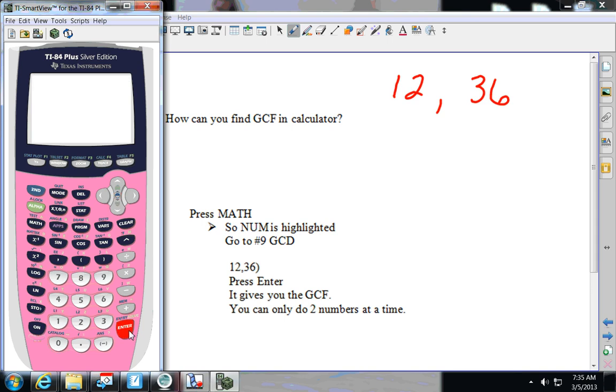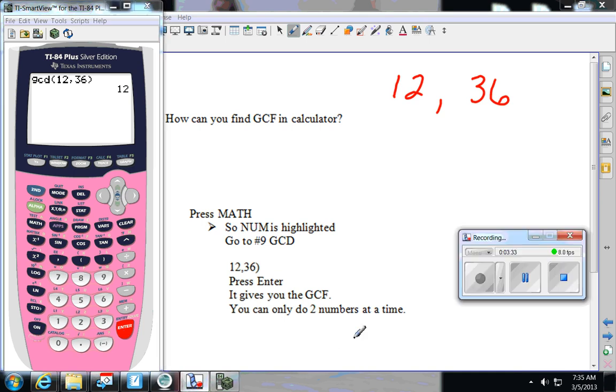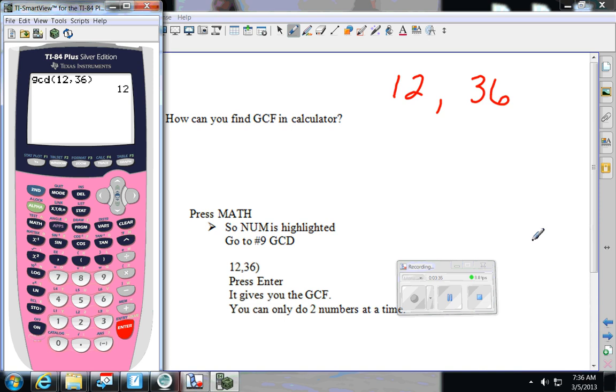Press enter. Now it says GCD, and now you just put in the numbers that you want. 12, comma, 36, and the other parenthesis. Then you'll press enter. It will give you your GCF. Now remember, you can only do 2 numbers at a time this way. Okay, that's the only way.